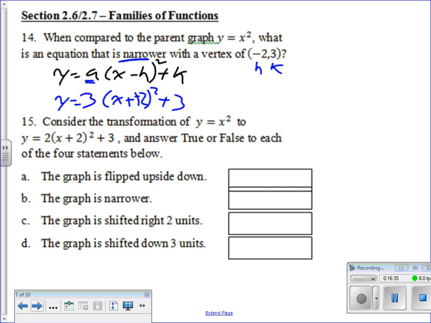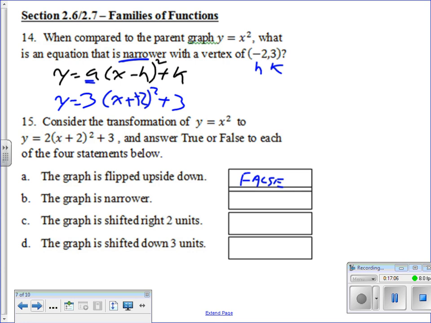True or false? It's either true or it's false. So consider the transformation of y equals x squared to y equals 2 times (x plus 2) squared plus 3, and answer true or false to each of the four statements below. The graph is flipped upside down. True or false? False, because this is positive. To have it be flipped over, the a would be negative, so it's false.